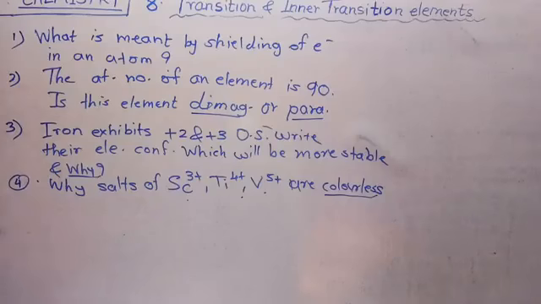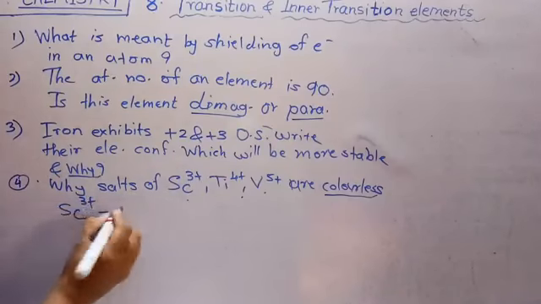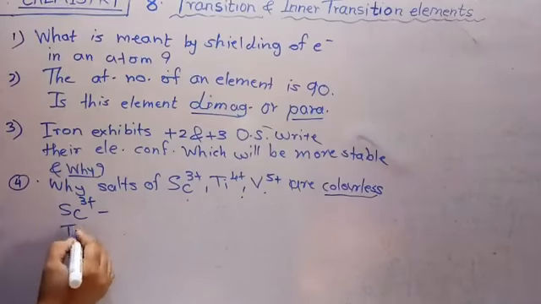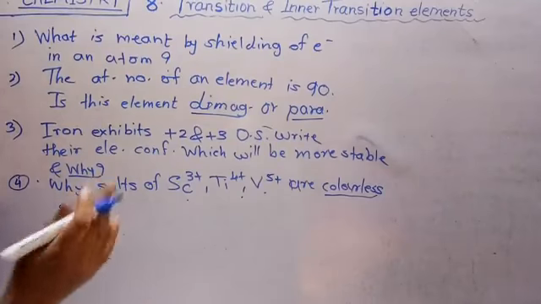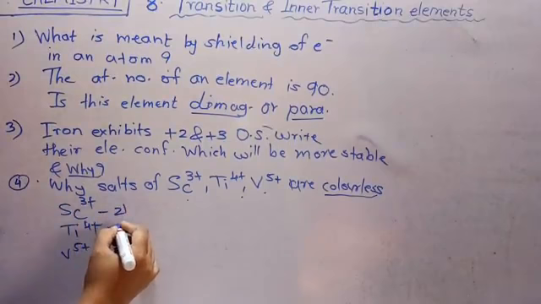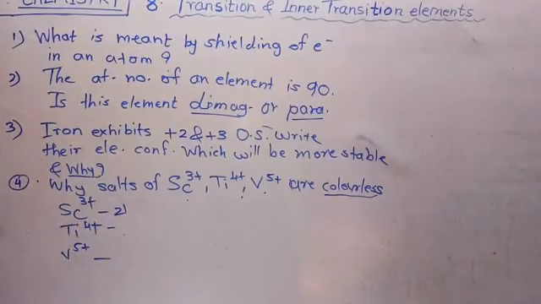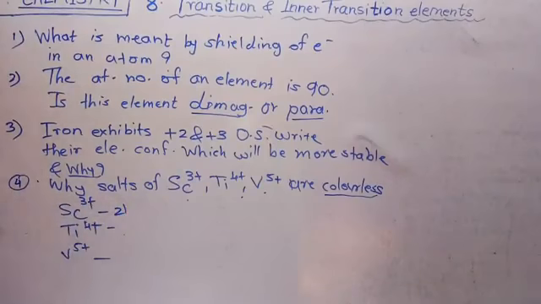Then first, write the electronic configuration of these three ions: scandium 3+, titanium 4+, vanadium 5+. In your question, the atomic numbers are not given, so you should remember all the atomic numbers of the first series of transition metals at least. Clear? Then scandium is 21, titanium is 22, and vanadium is 23.